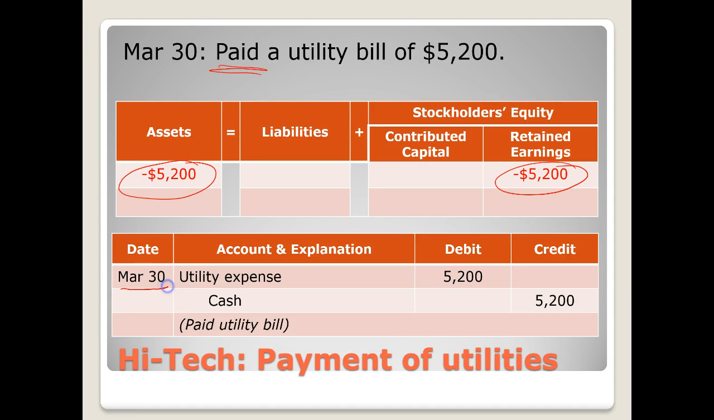On March 30th, when they journalize this, they've got a utility expense, which is a debit of $5,200. Remember, any expense is going to decrease net income, which decreases retained earnings, and retained earnings has a normal credit balance. So if I'm going to decrease something that has a normal credit balance, I must have a debit entry. And then I'm going to decrease cash, which is a credit entry of $5,200, and that's because we paid the utility bill.